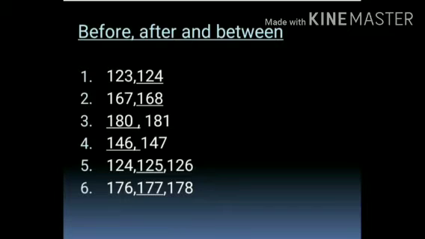124, 125 and 126. So 125 is the between number of 124 and 126. Then the last one, 176, 177 and 178. 177 is the between number of 176 and 178.